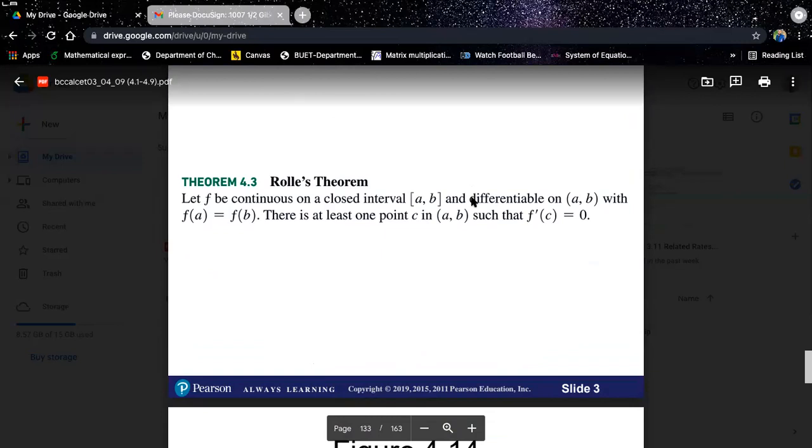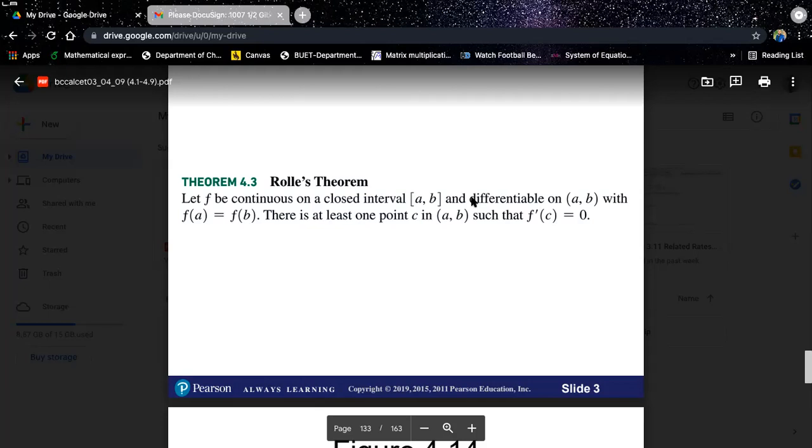The statement says if you have a function which is continuous on a closed interval and it's differentiable on that interval with the functional values equal to each other. That means if your endpoints are A and B, the functional value at A and the functional value at B will be equal to each other, okay?